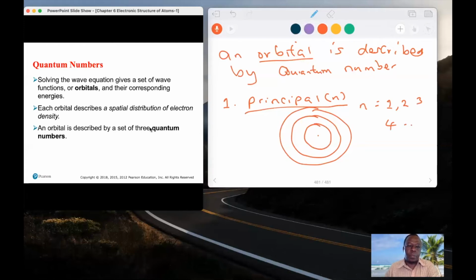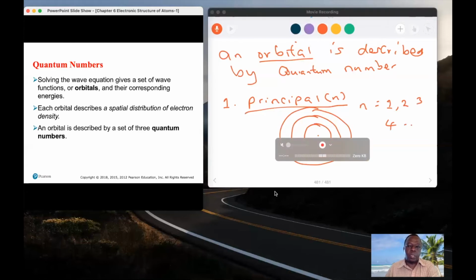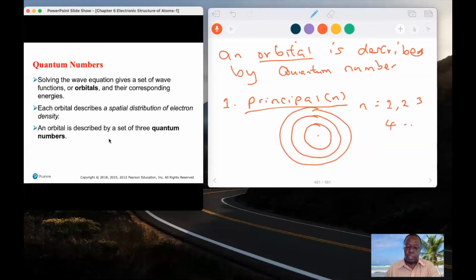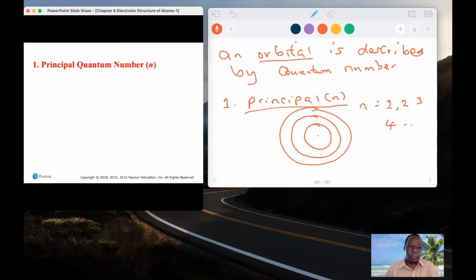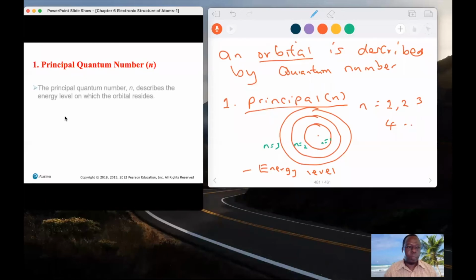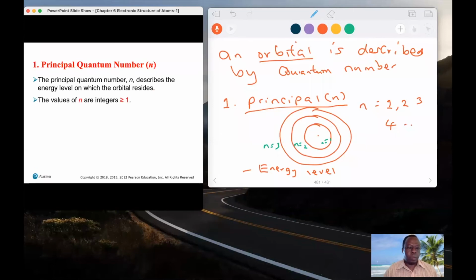So there are sets of 3 quantum numbers. First is the principal quantum number n. It's the same as the energy level. Let's just recall that energy level 1, energy level 2, I used this before: n equals 1, n equals 2, n equals 3 for principal energy level 1, energy level 2. And this represents the energy of an electron.